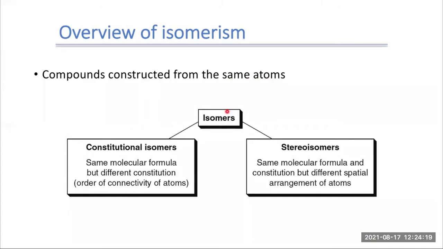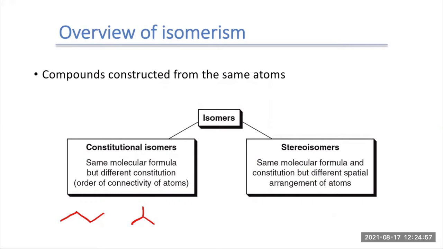If we remember, we have our isomers, we had our constitutional isomers, where they have the same formula but different connections. That would be if we had our butane versus our isobutane. They have the same formula, but the atoms are just connected differently. Stereoisomers have the same formula and are connected the same, but have different spatial arrangements of those atoms.